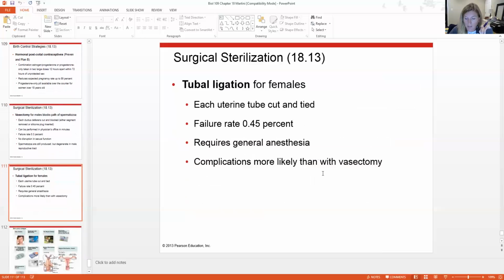Complications are more likely than with the vasectomy because you're actually cutting and tying and going under general anesthesia for tubal ligation, as opposed to a simple outpatient procedure for a male.